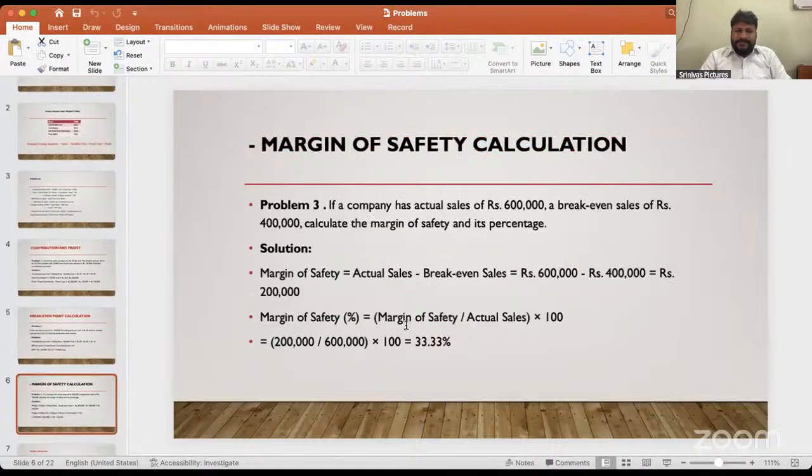Next, margin of safety. In the margin of safety problem, the company's actual sales are rupees 6 lakhs and break-even sales are 4 lakhs. Actual sales and break-even sales are given, so directly we can calculate the difference between actual sales and break-even sales, which is the margin of safety. So 6 lakhs minus 4 lakhs, the remaining 2 lakhs is the margin of safety. The margin of safety percentage is also sometimes asked in the examination. To calculate it, margin of safety divided by actual sales into 100. What is the proportion in the total sales? That is 33%.